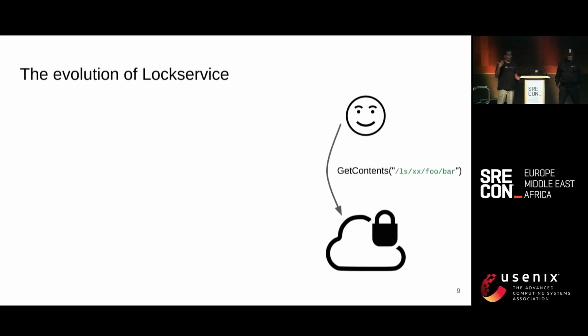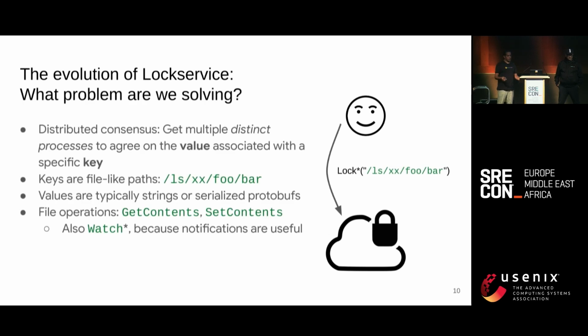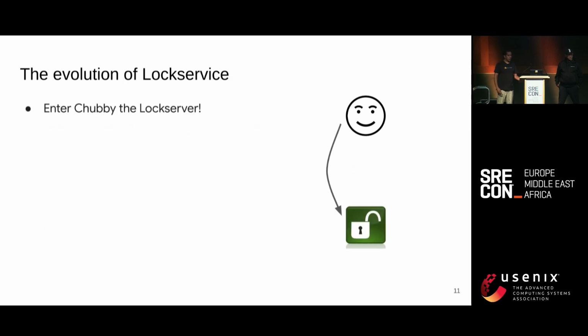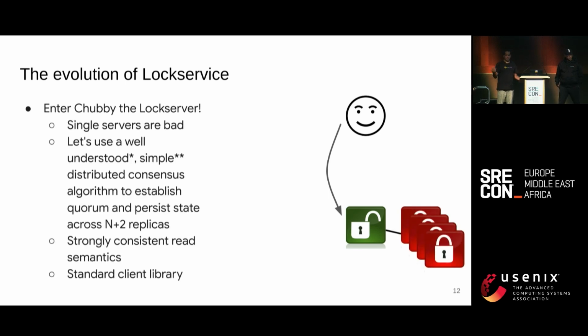So what do we get? We get contents, set contents, and we have lock. The verbs are a bit more detailed than this. That was what we did. And so Chubby, the lock server, is born. You'll hear Chubby and lock server. We would tend to use lock service because the service became more about locking, and then there were other components and whatever.